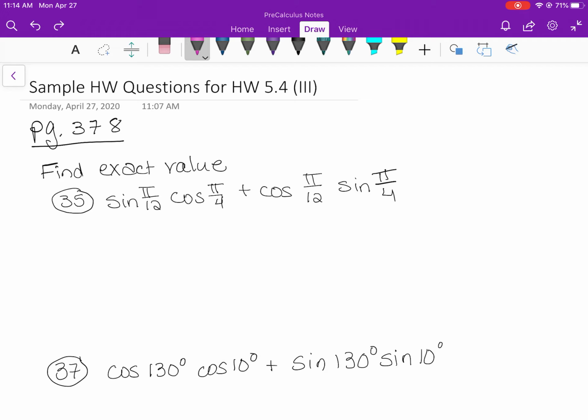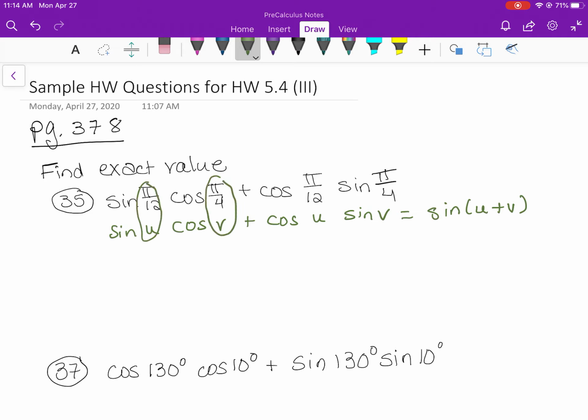So if I let pi over 12 be u and pi over 4 be v, I'll have sine of u cosine of v plus cosine of u sine of v. That matches with sine of u plus v. Okay, so again, I have allowed pi over 12 to be u and pi over 4 to be v. So I will plug those in right here.